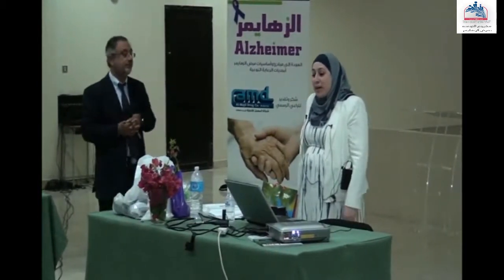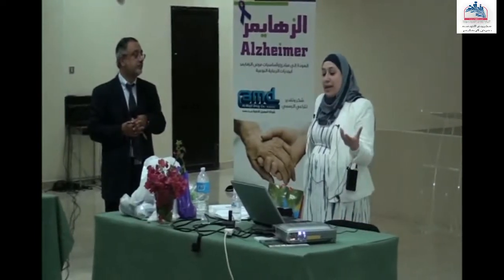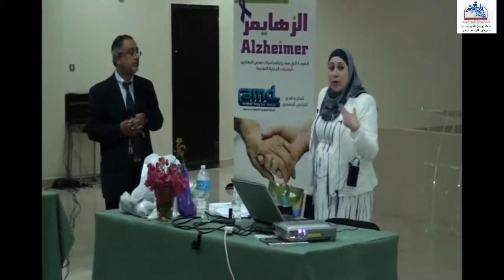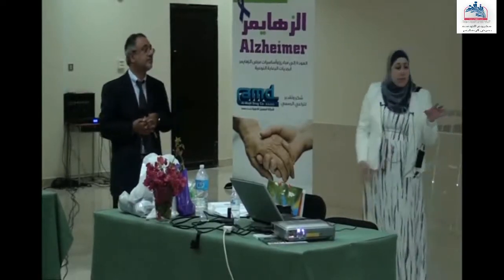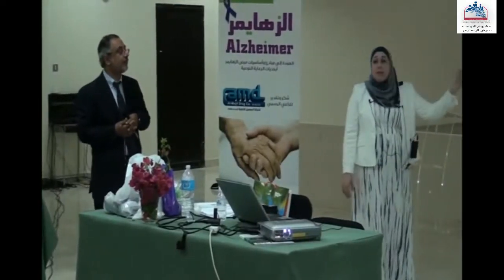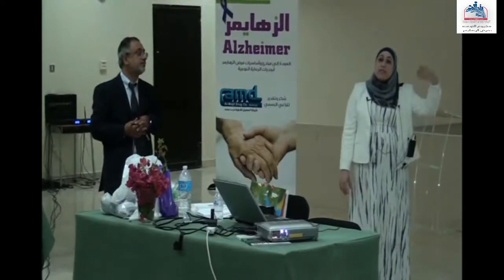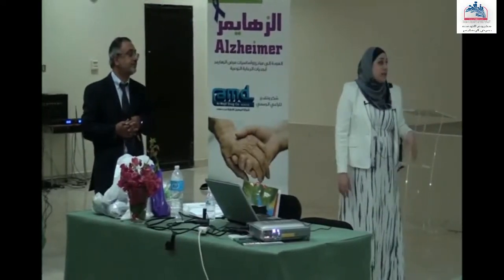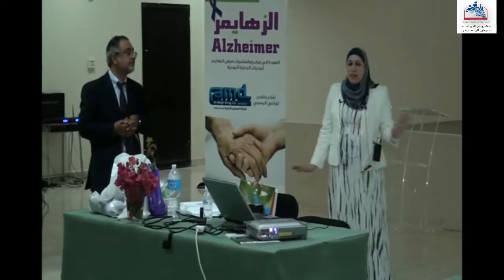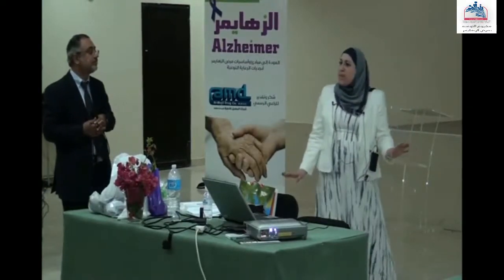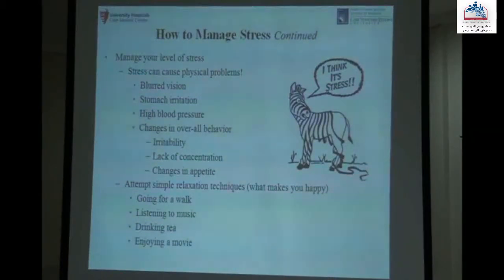All right. And so what can stress do to us? We can have visual problems. We can have stomach irritation. We can also start to have high blood pressure. So our blood pressure is starting to trend up over time. And changes in our overall behavior, become very irritable, right? And then we also start to resent people.